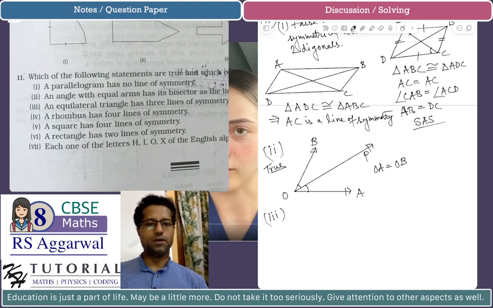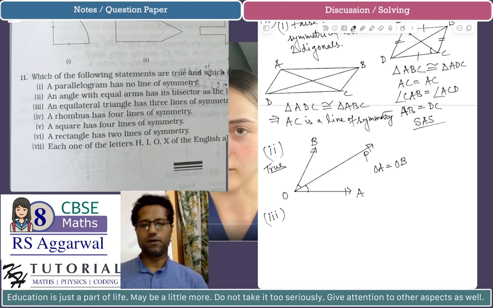Number 3, an equilateral triangle has 3 lines of symmetry. We have already seen this is true.